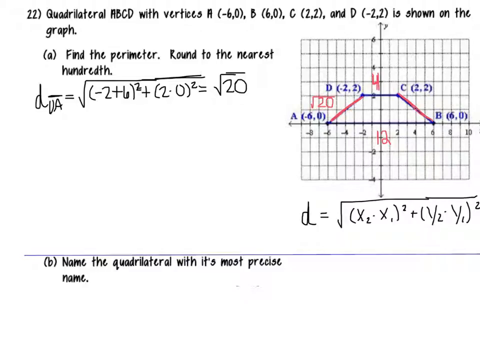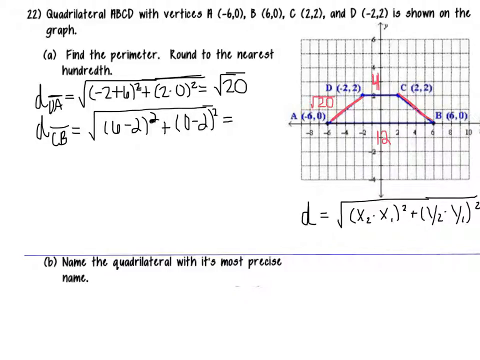All right, now I'm going to find the distance of CB. I'm going to use the exact same formula. So open up my radical, and I've got my second x, which is my 6, minus my first one, which is 2, squared, plus my second y minus my first one squared. I'm going to type all of that in the calculator again, and I get the square root of 20. All right, so I'm going to go ahead and label that.